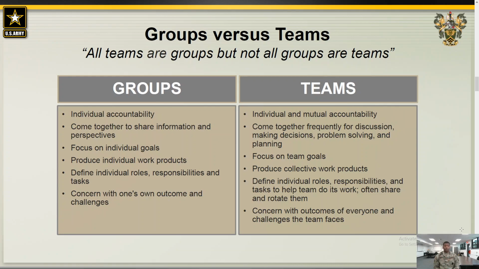In each box, you'll see the qualities of groups and teams. Notice some of the characteristics of groups include individual accountability, coming together to share information and perspectives, focus on individual goals, and producing individual work products. Whereas with teams, you have individual and mutual accountability. They come together for frequent discussion, making decisions, problem solving, and planning. They focus on team goals, and they produce collective work products, not individual.